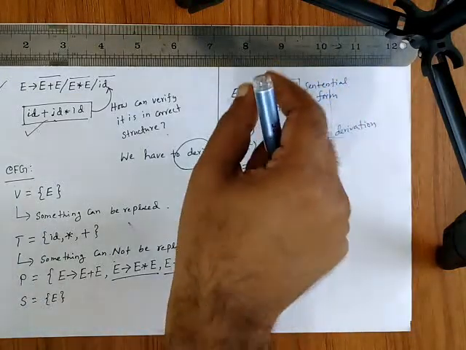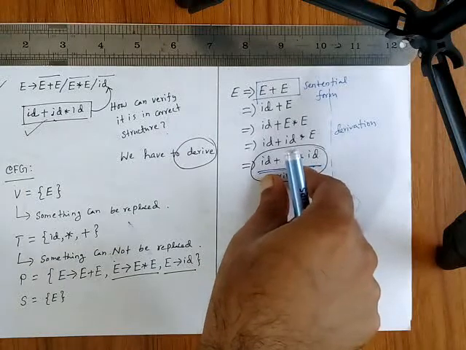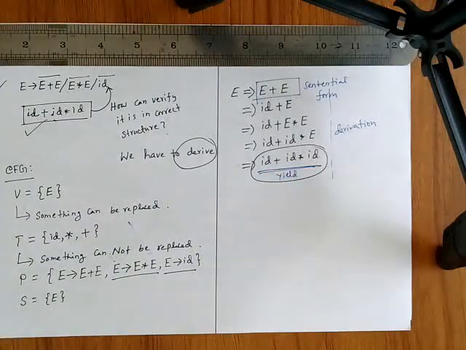Now tell me, is it the only way to derive this string or not? Is there any other way? Tell me one.